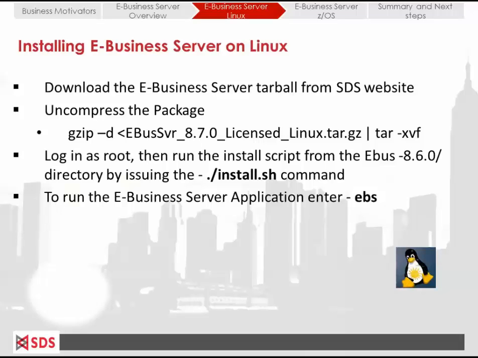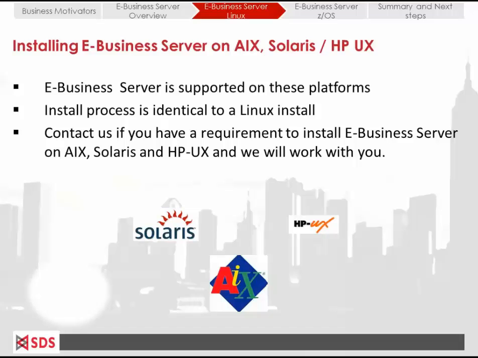You would then need to log in as root and run the install script. So there you can see the install.sh command, and that'll go about installing the product for you on your Linux platform. And then to launch the eBusiness Server application on Linux, enter the EBS command, and now you're ready to begin your encryption and decryption processes on Linux.